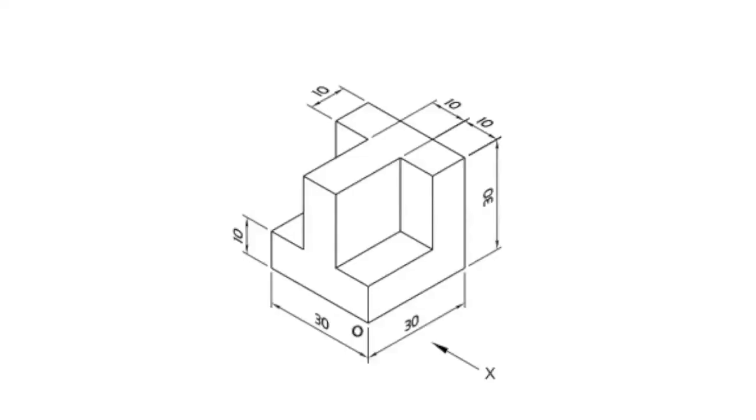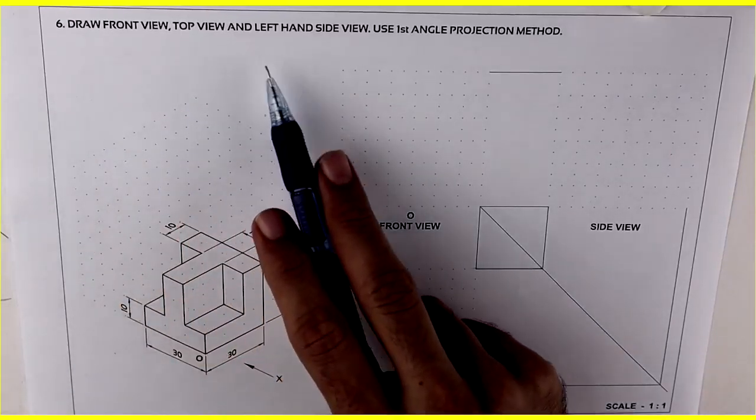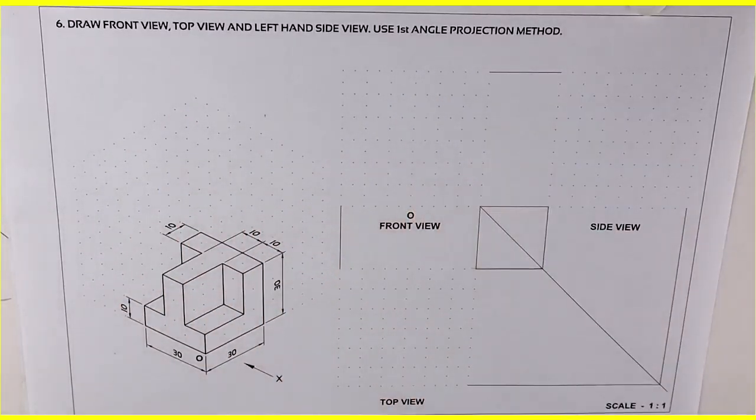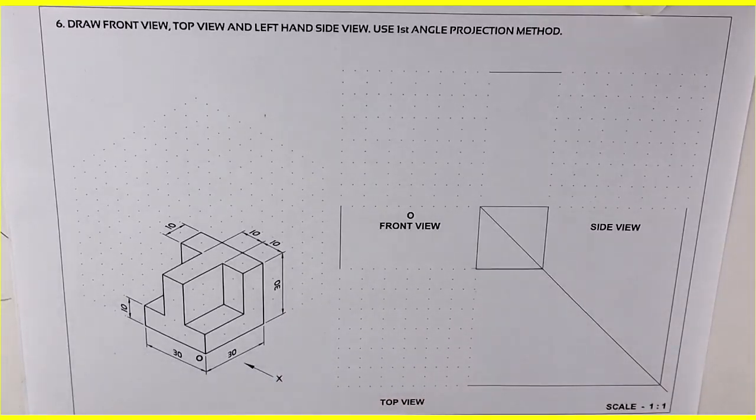Welcome to Technical Drawing. In this, I will teach you how to draw a pictorial view of this object. Draw front view, top view and left hand side view using first angle method of projection. When the observer sees from here, he will see length 30, height 30 and width 30.